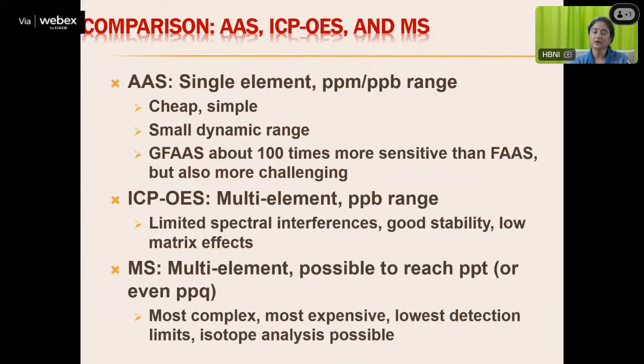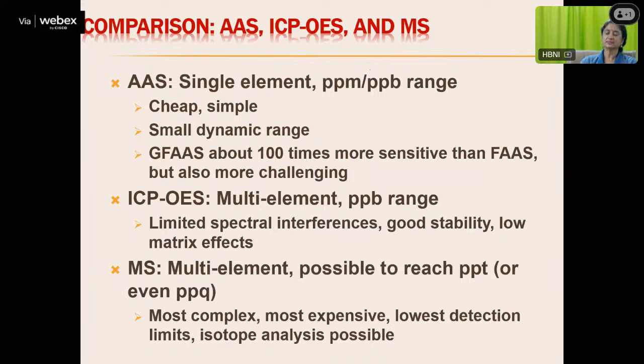Now let us compare AAS, ICP-OES and MS. You can see that AAS is single element. It can analyze in ppm if you are using a flame, or ppb for others like GFAAS or CVAAS. The capital cost is low, as well as the running cost. It is simple, but has a small dynamic range. GFAAS is about 1000 times more sensitive than flame AAS, but also more challenging.